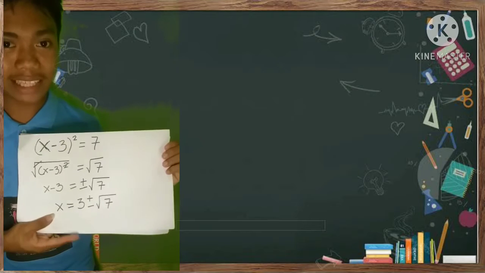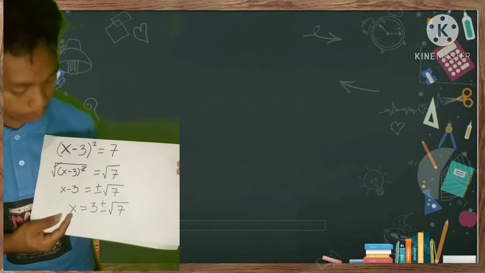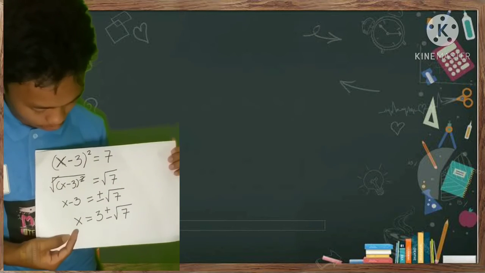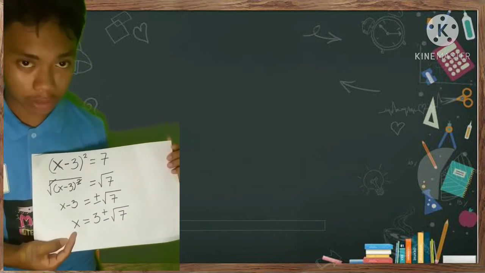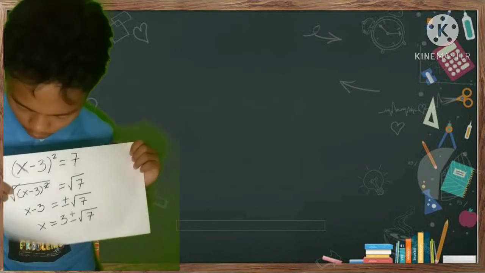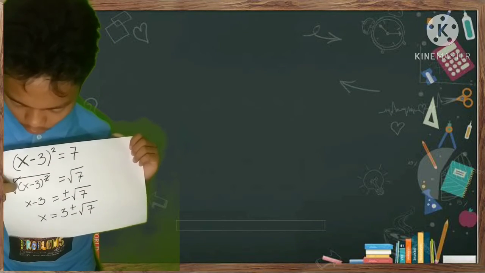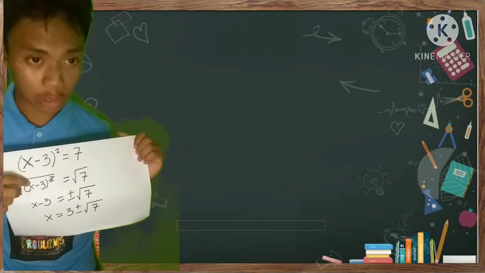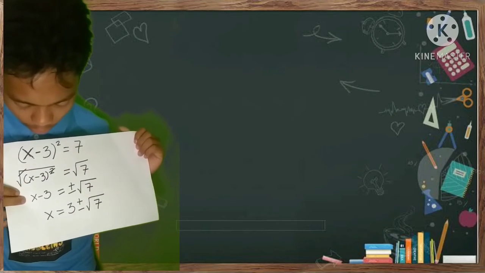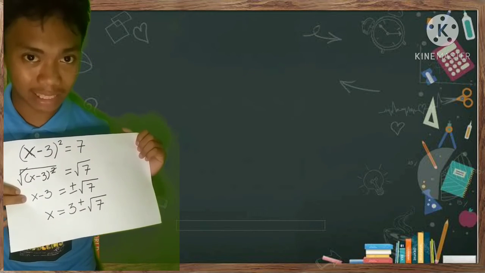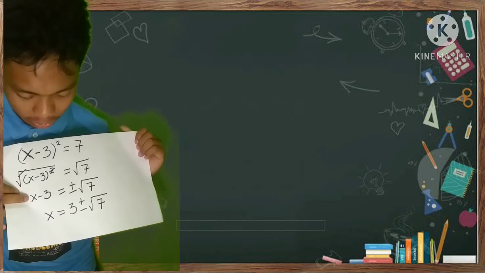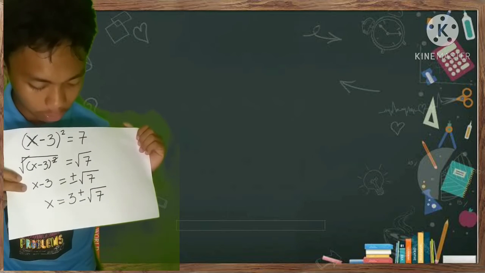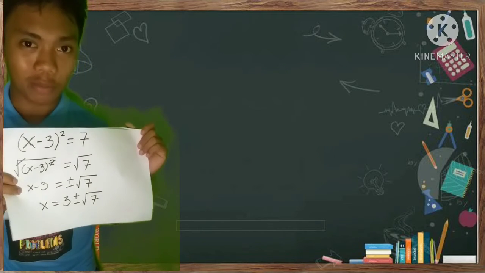So for the last example, it is not the same as the previous examples. Now it's called a binomial with extracting the square root. So first, x minus 3 squared is equal to 7. The first thing we do is use the square root, so we cancel the squared and the square root. So the remainder is x minus 3 equal to the square root of 7. So x minus 3 is equal to positive and negative square root of 7. We transpose negative 3 to the other side, and it becomes positive. So the answer, x is equal to 3 positive and negative square root of 7.